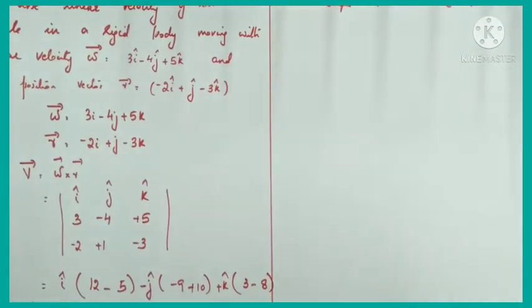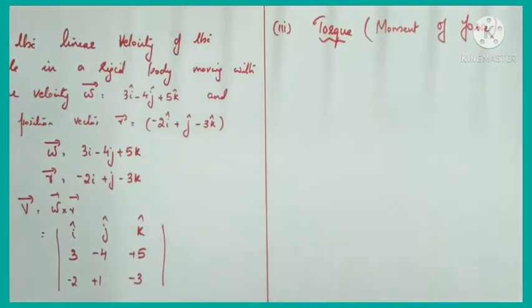In some cases, it is a combination of rotatory and translatory motion. Example, the motion of the bicycle.